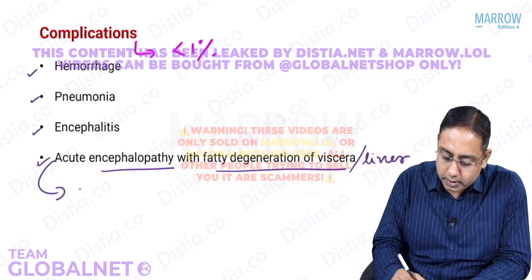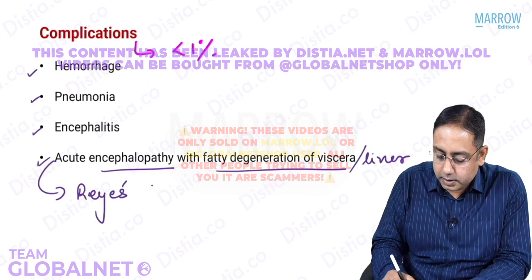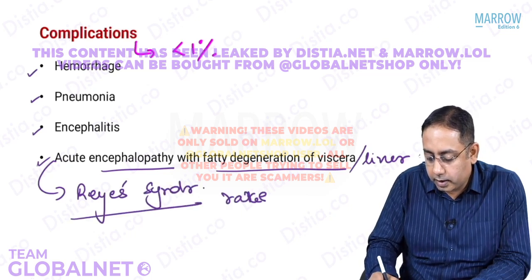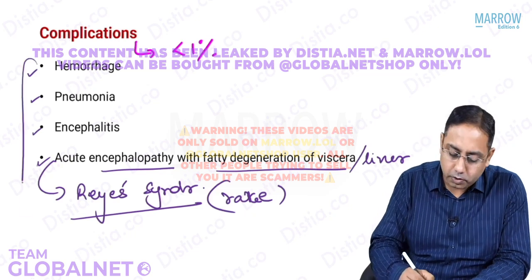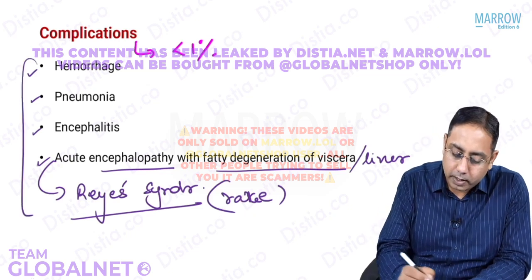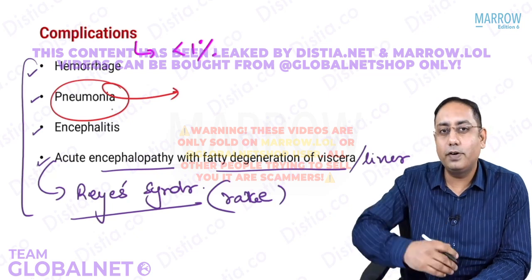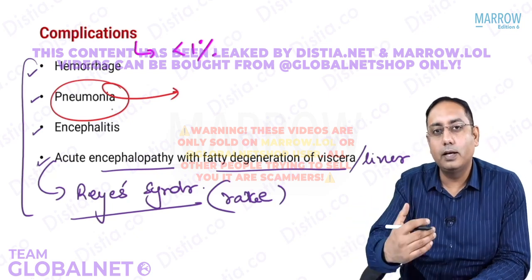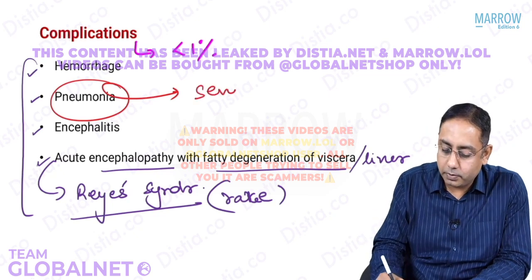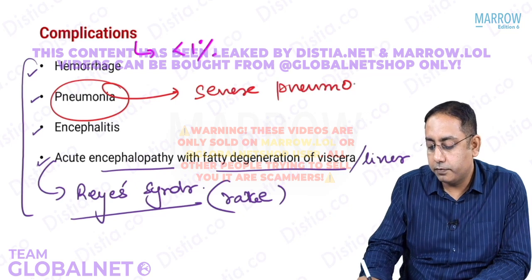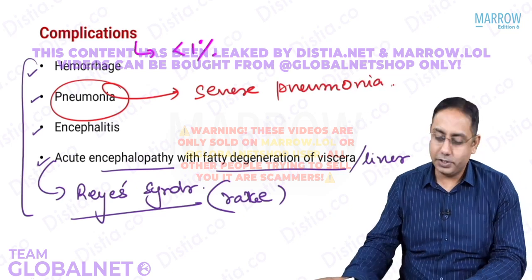So what is this called? This is called the Reye syndrome. These are all rare complications. Almost all are rare complications. Only one complication may be asked to you in your exam, beta, that is pneumonias. If a child has pneumonia, this pneumonia could land up into a severe pneumonia, and this may be dangerous for the child.